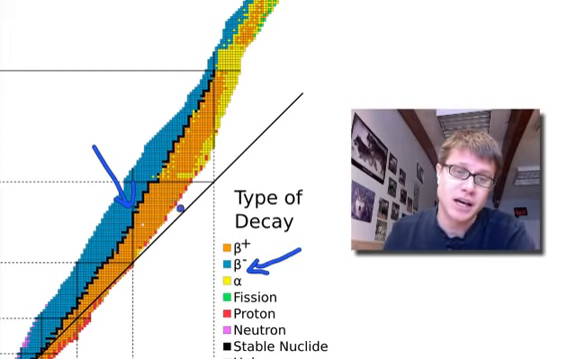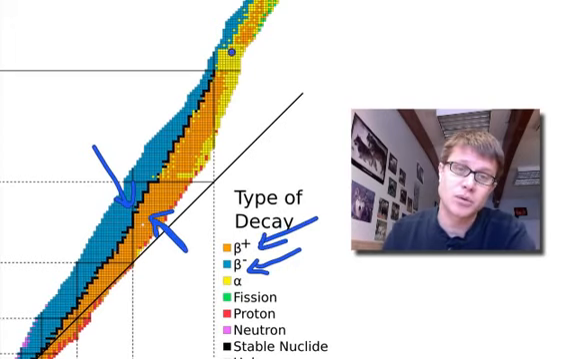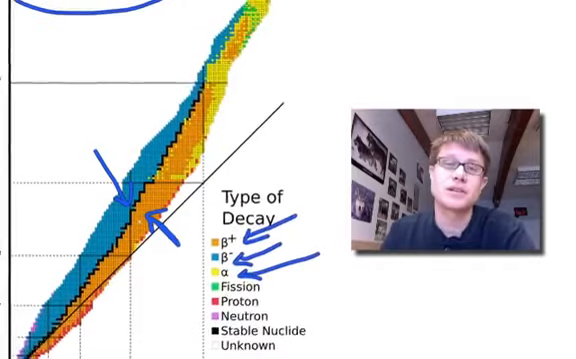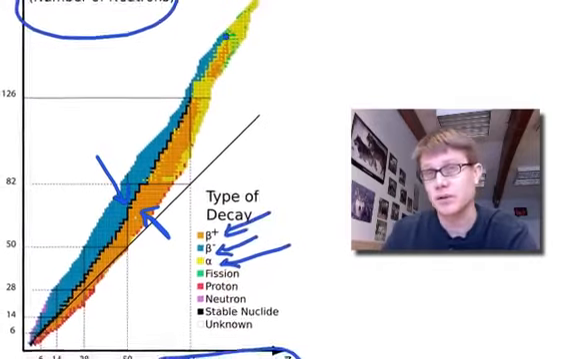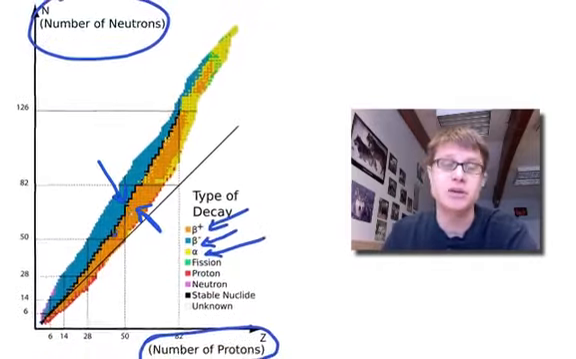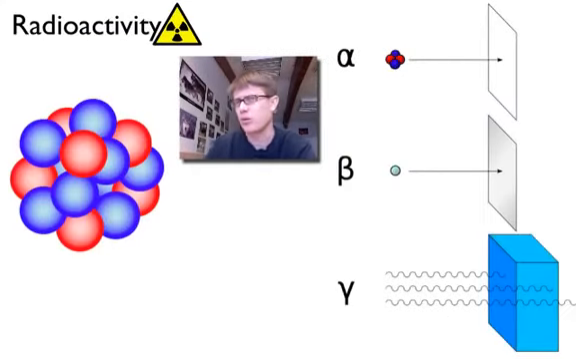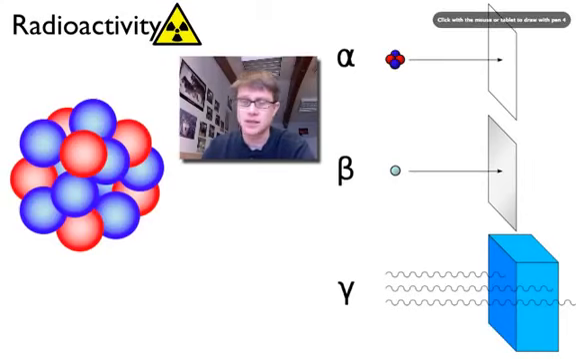If you're on this side, you're going to undergo what's called beta plus decay. And then as we get up towards the end, you're going to have a lot of what's called alpha decay. And then eventually we can have fission as we go far enough up. All of these types of radiation are ways for an atom to get back to that perfect ratio of neutrons to protons. Okay, so I've talked about why we have radiation, but what is this radiation?